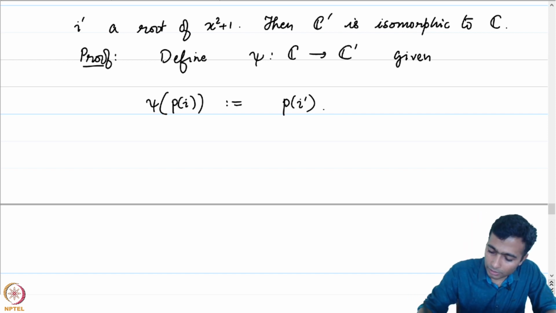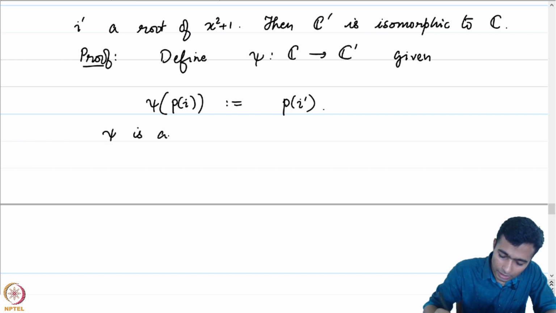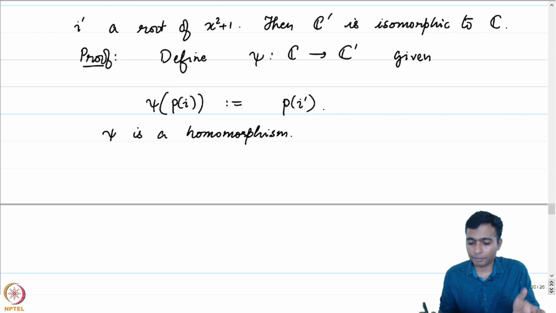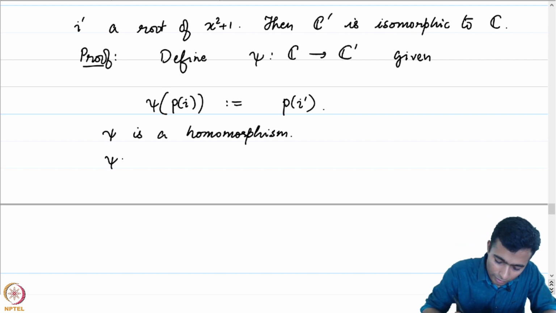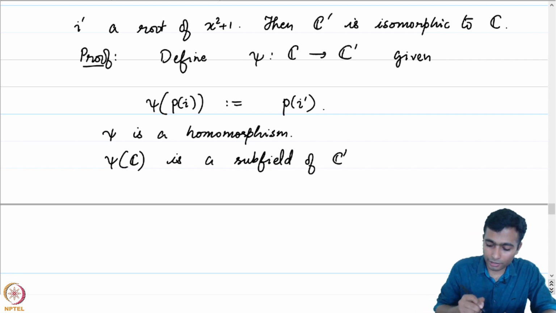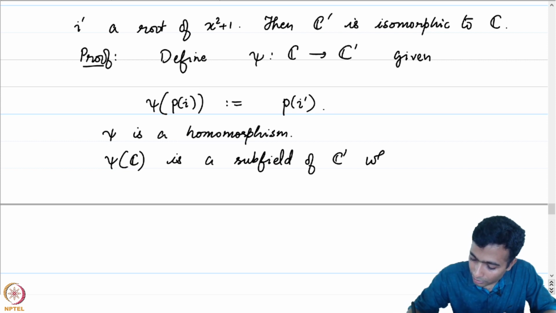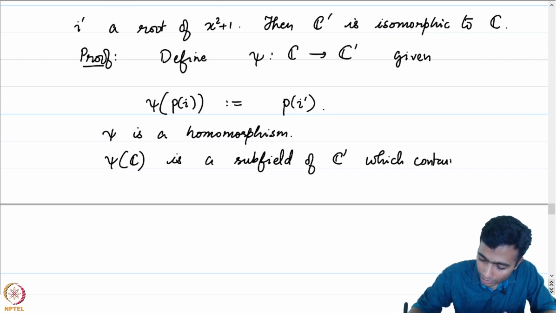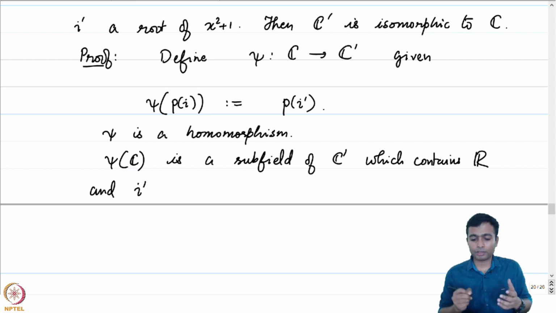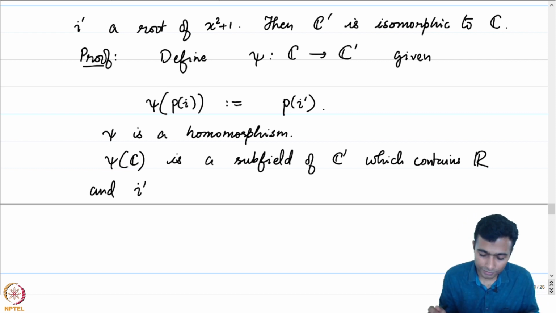So in particular, check that psi is a homomorphism. And because it's the identity on R, it will be an embedding of C into C prime. Psi of C is a subfield of C prime, but this psi of C has certain characteristics. It contains R, because it's the identity on R, it will send R to R. It also contains I prime because psi of I is I prime by the very definition of psi.